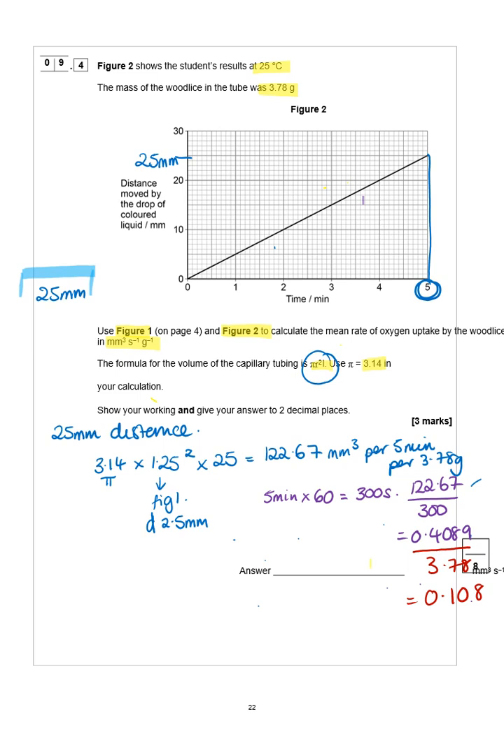Please go back and have a look at all the maths questions. Every single maths question has got some weird caveat to it, as in like it's three significant figures or 2 decimal places. So in this case, it's 2 decimal places. So therefore, my answer should be 0.11 to be able to get 3 whole marks.